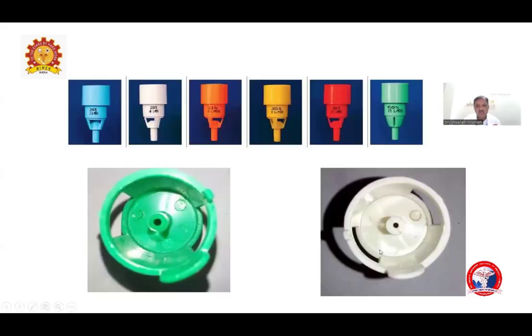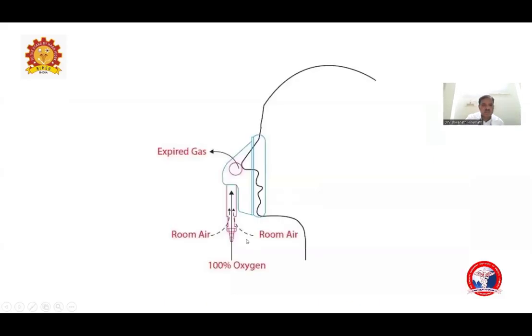They provide fixed oxygen concentrations at flow rates of 2 liters per minute, 4 liters, 6 liters, 8 liters, 10 liters, and 15 liters. The FiO2 provided is 24%, 28%, 32%, then 35%, 40%, and 60%, through the entrainment of room air.